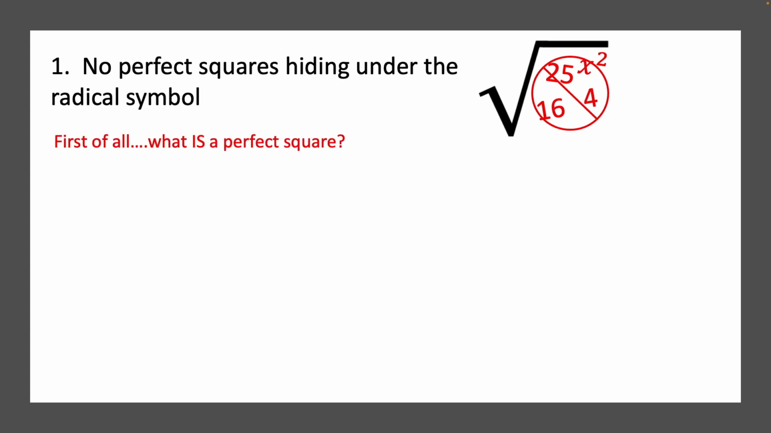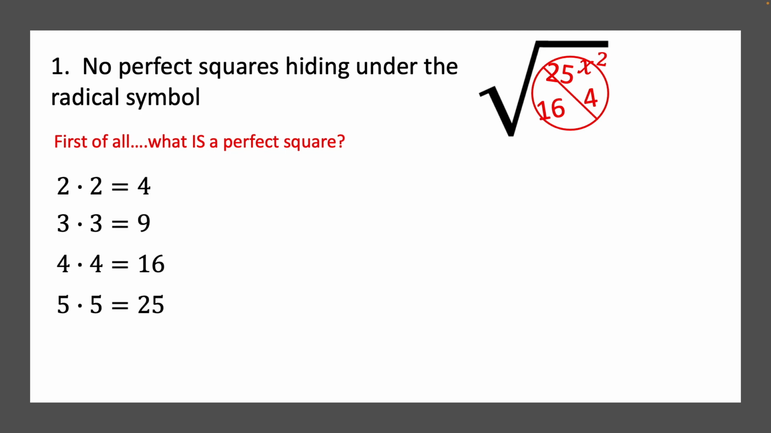So first of all, what is a perfect square? Well, I'll tell you. 2 times 2 is 4. 3 times 3 is 9. 4 times 4 is 16. 5 times 5, 25. 6 times 6, 36. Those numbers on the right, 4, 9, 16, 25, 36, those are all perfect squares because they've been created by a number multiplied by itself.